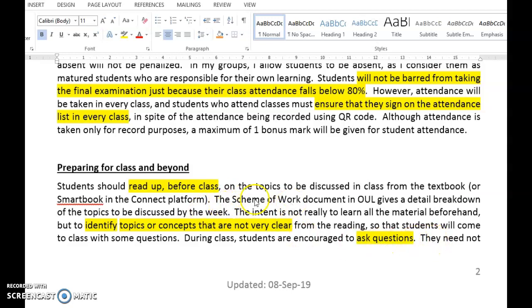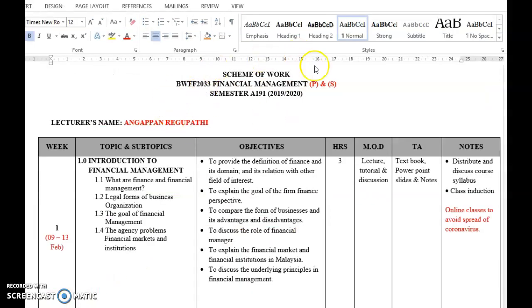Alright, now this document, the scheme of work, is available in the UUM online learning. Let's have a look at this document next. Right, this is the scheme of work document. This is for Group P and Group S of Financial Management. This is my name.